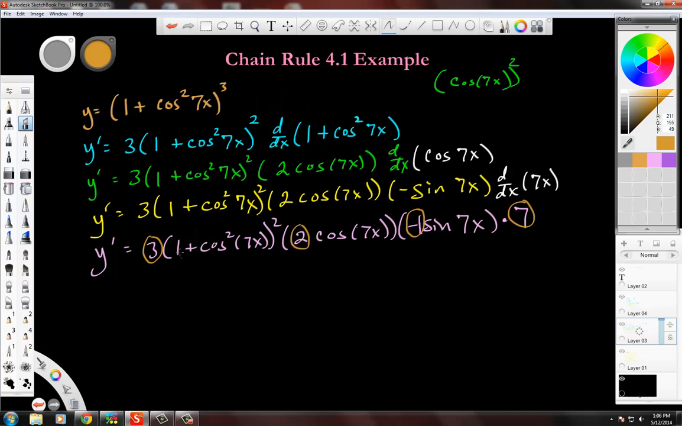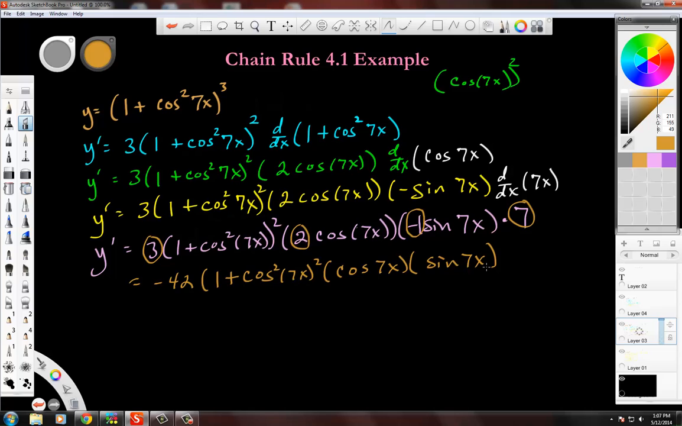This 1 is not the same because that's 1 plus. That's all wrapped up in that thing. But I can now take 7, negative 1, 2, and 3 and multiply them together. And that would be negative 42 times 1 plus cosine squared 7x to the second times cosine 7x times sine 7x, final answer.